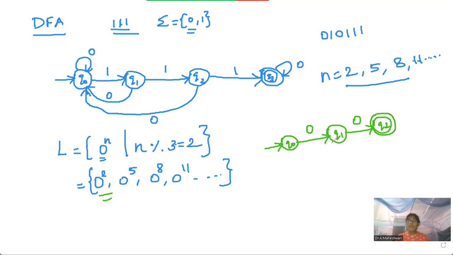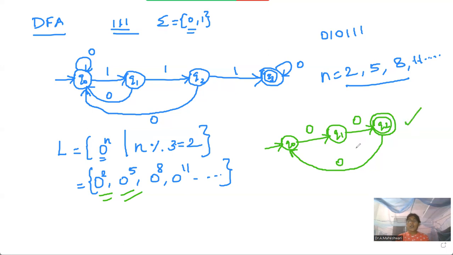The first base string is accepted, right? 2 zeros are accepted in this automata. What is the next? 5 zeros, right? So I go from here to here, and the input symbol you can give is 0. Now you can check whether 5 zeros are accepted in this automata. Start from the initial state. 1, 2, 3, 4, 5. Yes, 5 zeros are accepted. Check 8: 1, 2, 3, 4, 5, 6, 7, 8. 8 is also accepted. 9, 10, 11. 11 is also accepted. Okay, so all the given inputs are accepted in this automata.